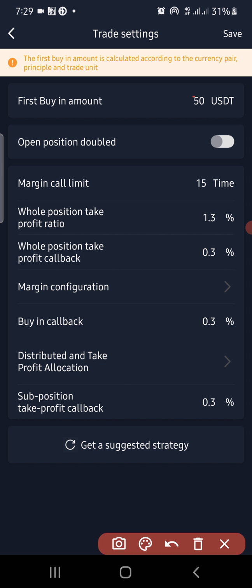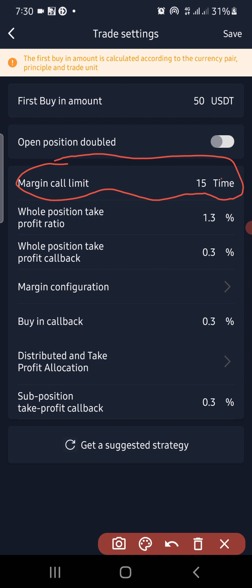I'll be dropping trade signals for you from time to time, right? So open position double. Should the bot double the first buy-in amount? If yes, you turn this on. If no, you turn it off. Then margin call limit. Now listen to this. 15 times. By how many more times do you want the bot to buy the dip for you?